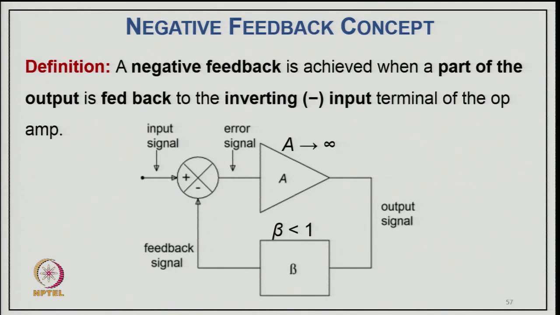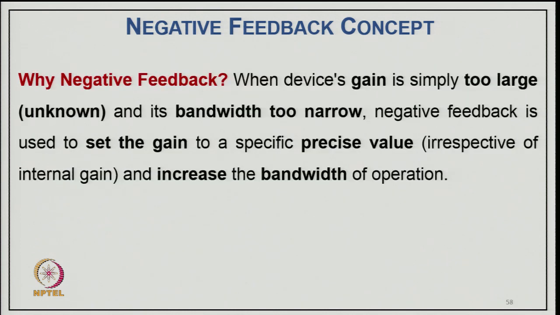The negative feedback concept is achieved when part of the output is fed back to the inverting input terminal of the operational amplifier, as we mentioned earlier, and this is the symbolic representation of how we represent it. We have the input signal, the feedback output signal here, and then the error signal which goes to the operational amplifier of infinite gain, and this is what we have with negative feedback. So, why negative feedback?